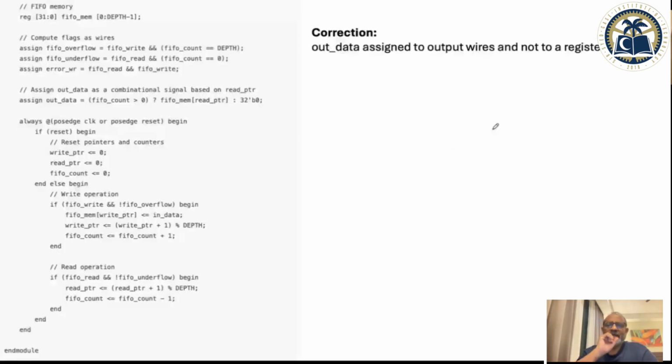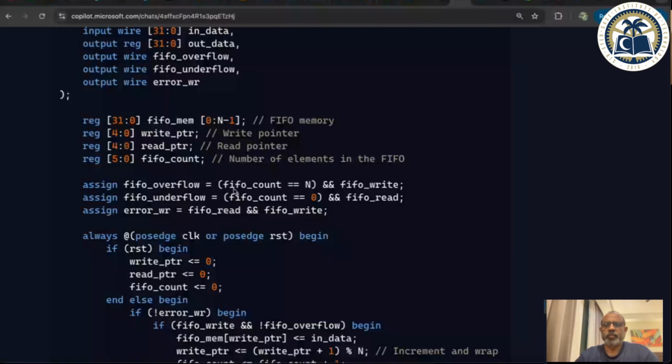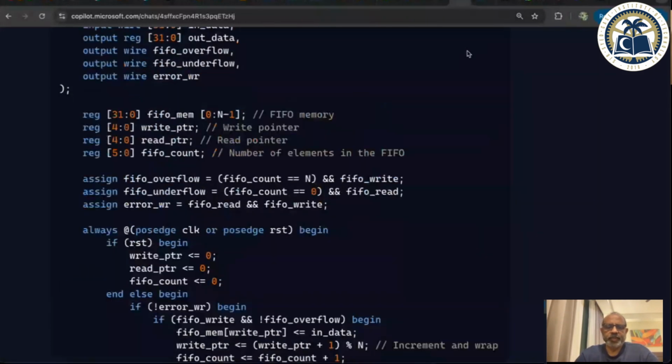So this is out data assigned to output wires and not to a register. It has done that here. Output data is now assigned so that if count is greater than 0, it will read a value, but if it is 0, it will just read 0 because there is nothing in the out data. So this is pretty good coding. And I've seen Copilot and ChatGPT doing the same.